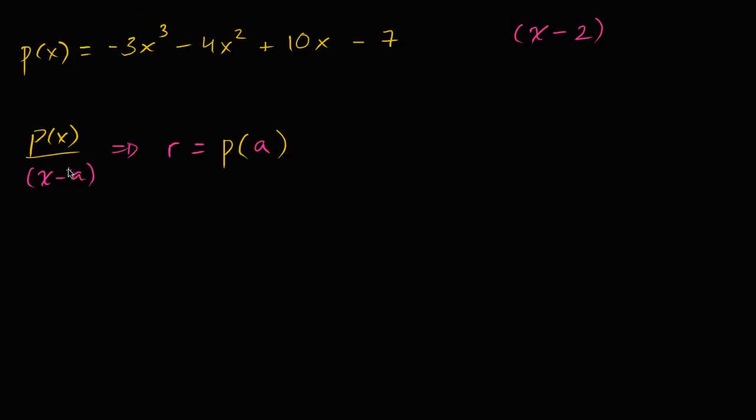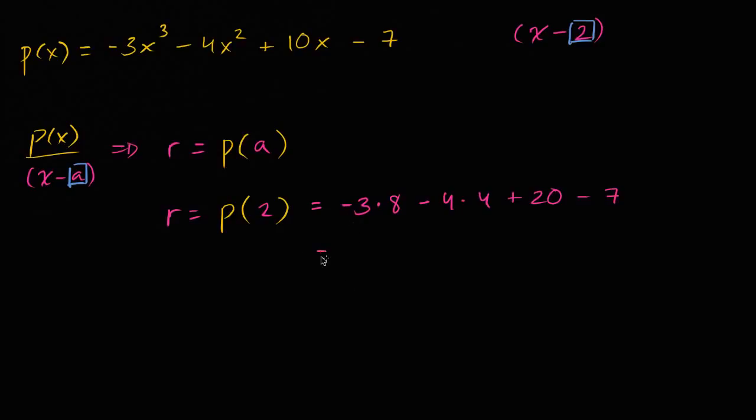So let me do this. Our a is equal to positive 2. So to figure out the remainder, we just have to evaluate p of 2. So let's do that. The remainder in this case is going to be equal to p of 2, which is equal to, I'll just do it all in magenta, negative 3 times 8 minus, let's see, minus 4 times 4 plus 20 minus 7.